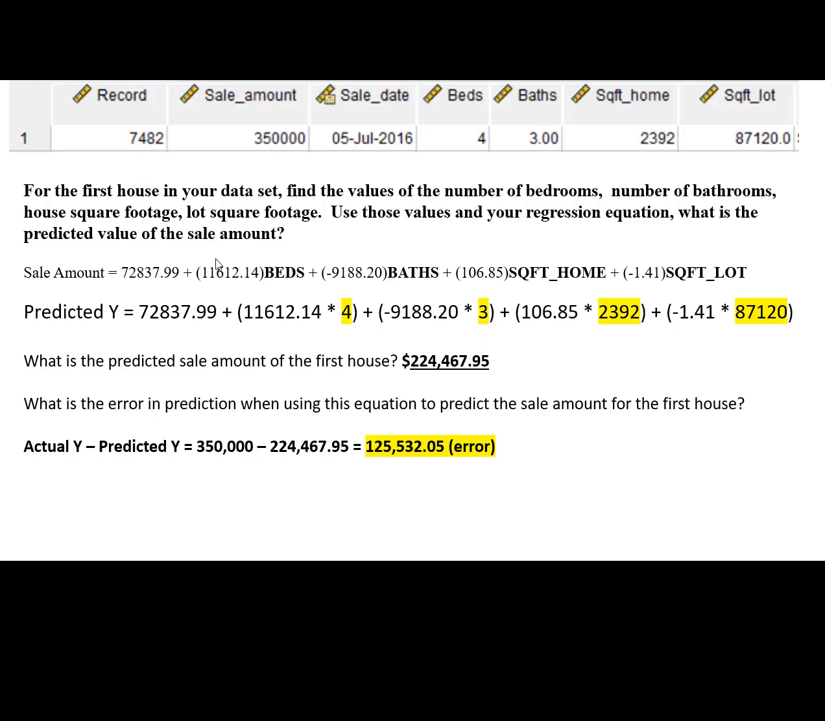So I want you to go back and look at the first house in your data set and find the values of the numbers of bedrooms, numbers of bathrooms, house square footage, lot square footage, and use those values in your regression equation. What is the predicted value of the sale amount? So I went back to the first record, and that sale amount was $350,000. Plug all these values in, and the predicted value is $224,467.95. So what is the error in the prediction when using this equation to predict the sale amount? The actual was $350,000 minus this, so I was off by $125,000.